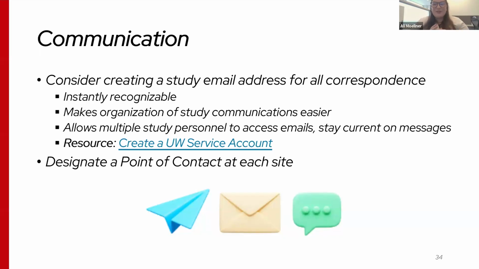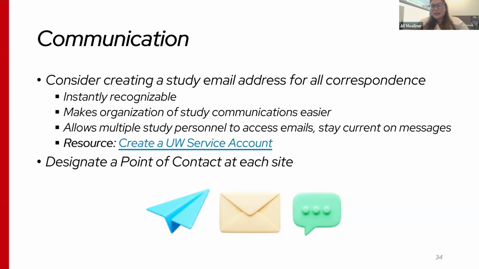Okay, I'll be kind of quick through this. If you aren't already doing this for your studies, you can do this for a single site or multi-site, but it's best to get a study-specific email. You can do this through the UW service accounts. I have a link in there, but if you type in UW service accounts into wisc.edu, you should be able to find how to get there. But basically, you can make a study-specific email address.